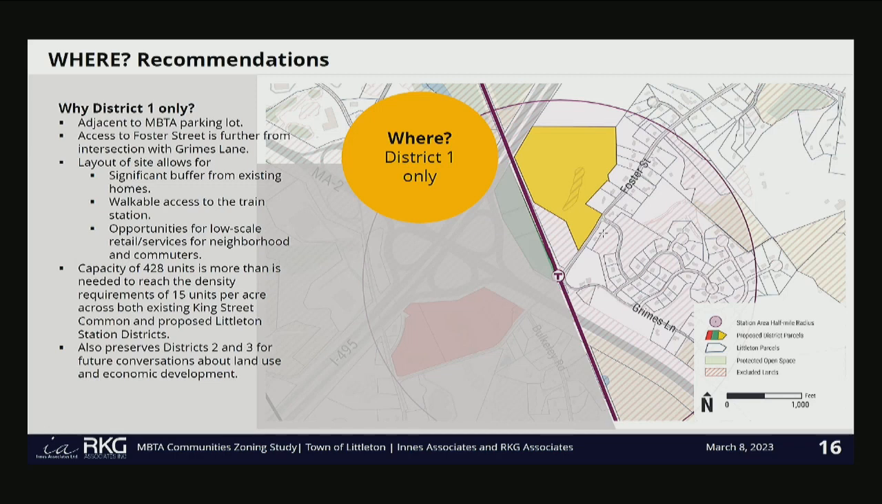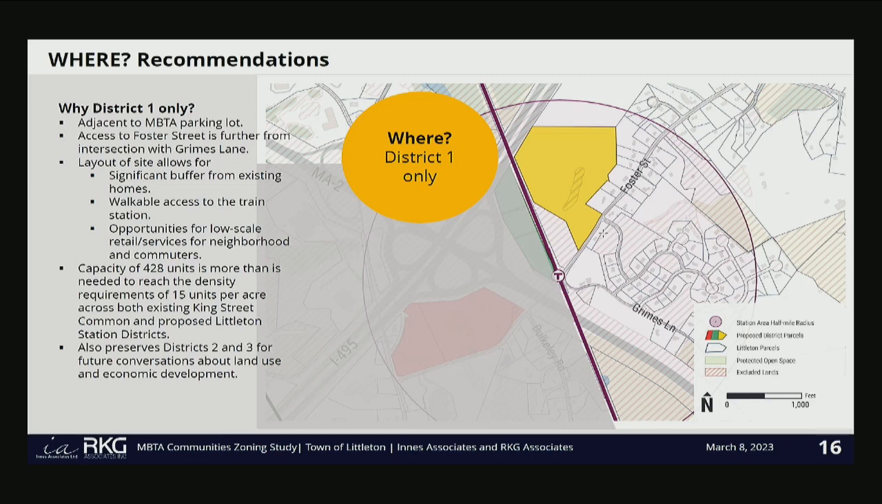So there's a little bit more room for cars to maneuver, and it makes a safer intersection. The layout of the site, or the way that we're looking at it, allows a significant buffer from the existing homes, which was important. It also allows quite a bit of a setback from Foster Street, which was equally important, and provides walkable access to the train station. And there are some opportunities for low-scale retail and services there.